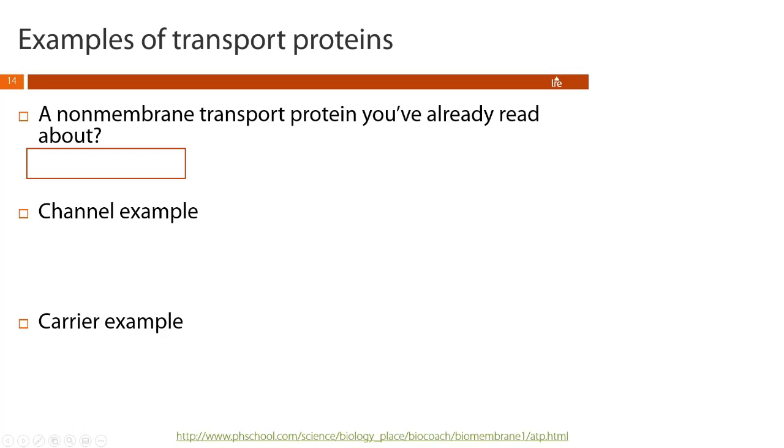So a couple examples of transport proteins. So go ahead and think for a second. Go ahead and pause the video. Can you think of a transport protein that you have already read about in this protein chapter that is not a membrane protein? If you said hemoglobin, I would agree with you. Hemoglobin is a transport protein. It's used to transport oxygen. So let me give you a couple examples of integral membrane transport proteins.